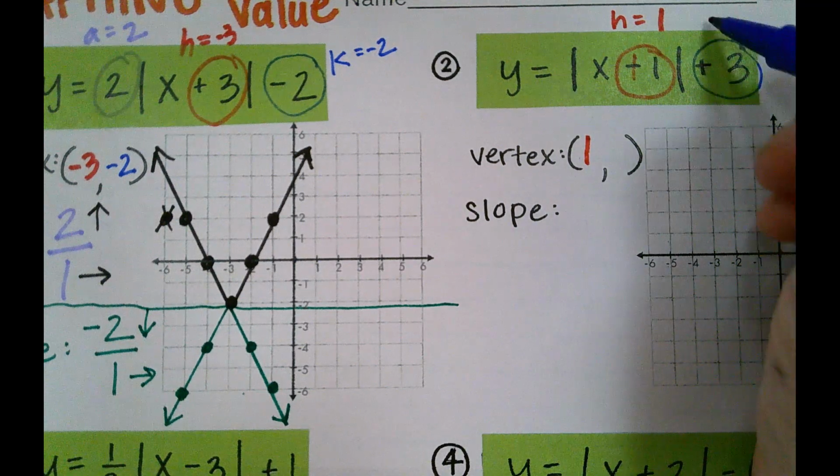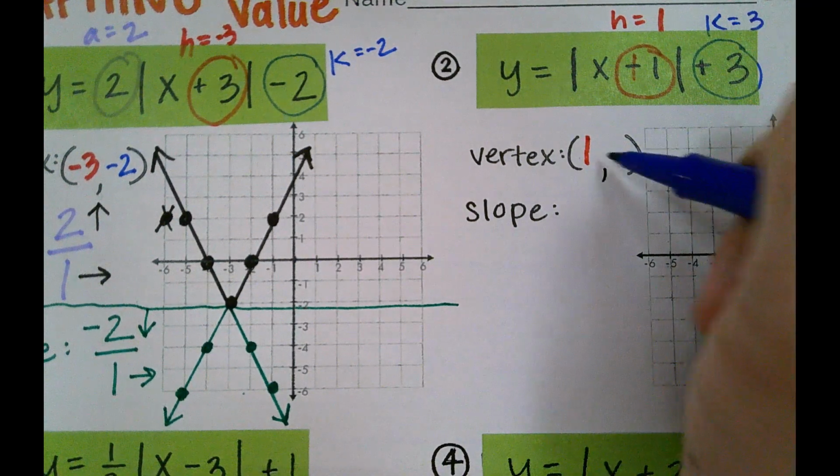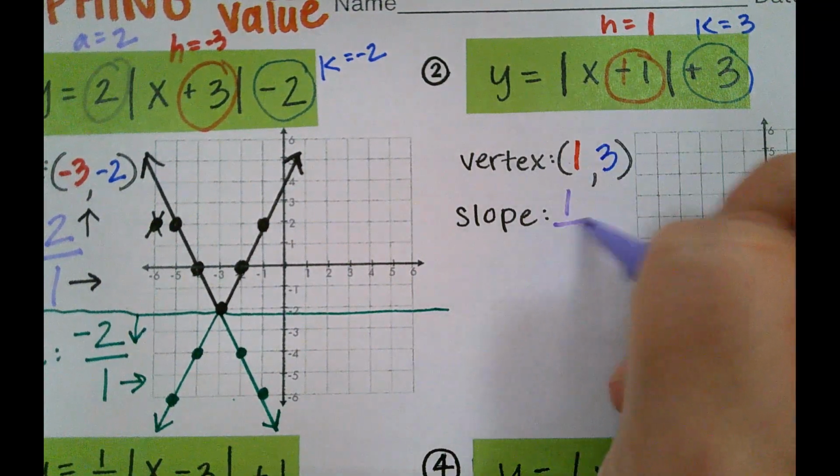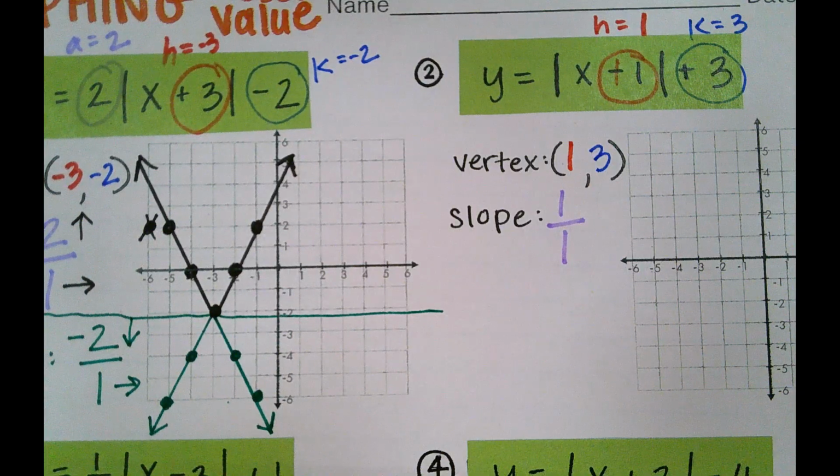And then you have to find your slope. My slope, there's no number, so my slope is 1 over 1. Okay, so my vertex is 1, 3. My slope is 1 over 1. Let's graph it.